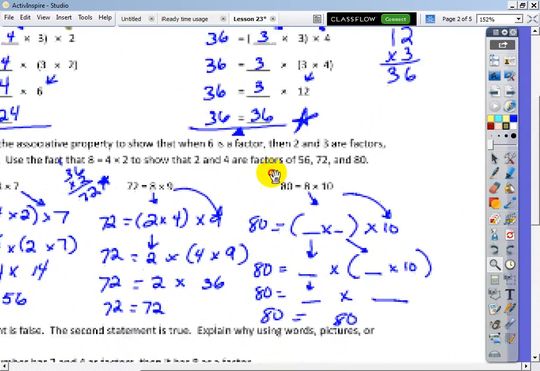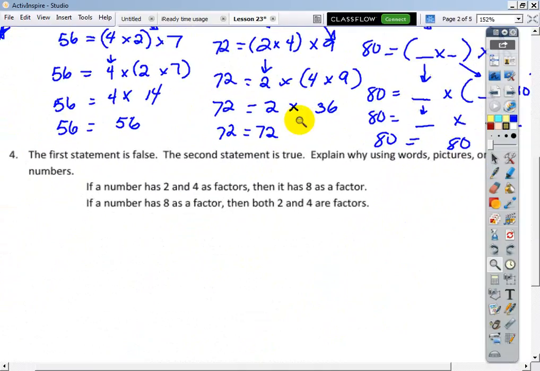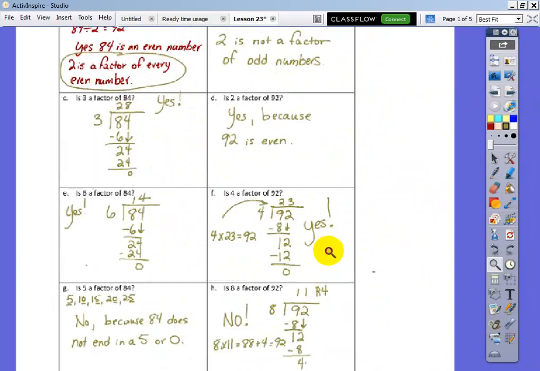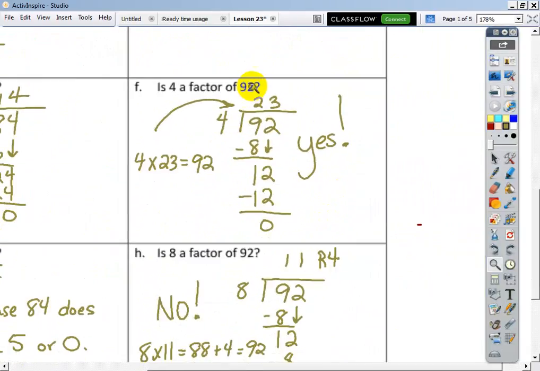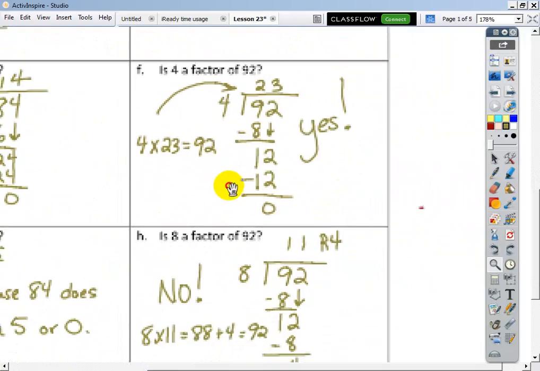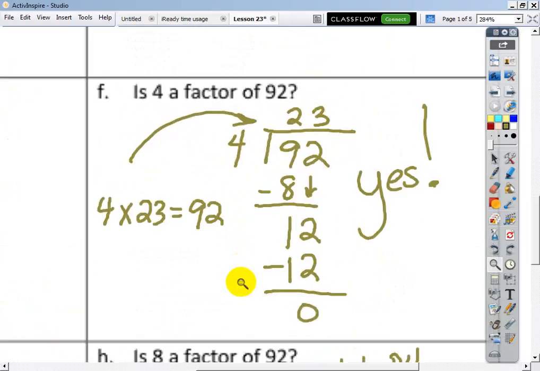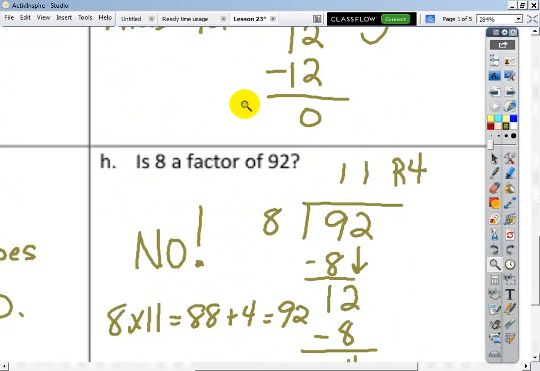Where was that? Was that on the first page? I think we had something just like that that proved it. Let me go back to the first page. Which one was it? 4 is a factor. Here it is. This is it. 92 is even. 4 is a factor of it. But whoa, 8 was not. 8 didn't go into 92 evenly, but 4 worked. So there's our proof right there. Just because 2 and 4 work does not necessarily mean that 8's going to work.